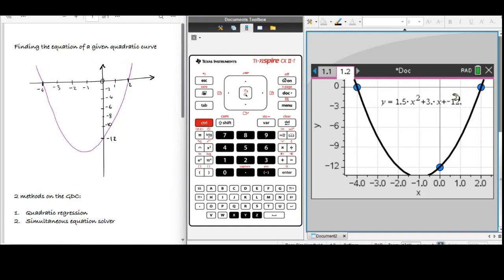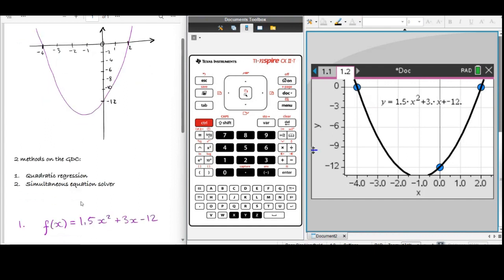By default, your calculator formatting will always have a plus sign, and then if it's a negative number, have a minus sign. Obviously, when you're writing the function of that curve, you just need to include it like it is here on the left. So you don't need to write the plus sign. f(x) is equal to 1.5x squared plus 3x minus 12.